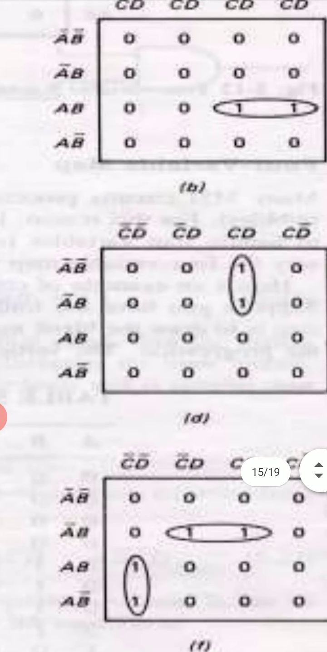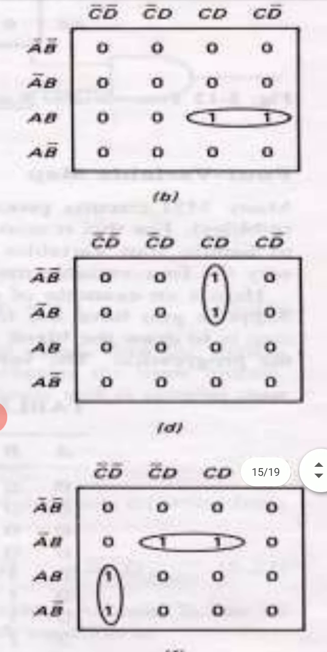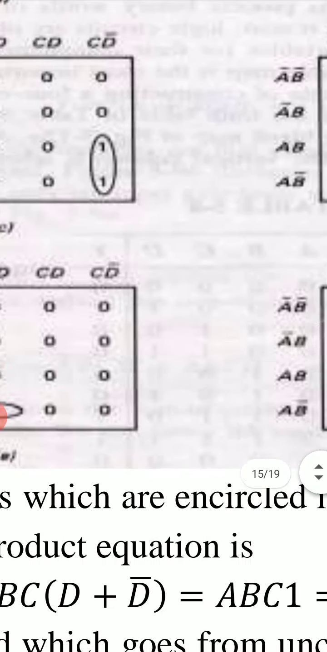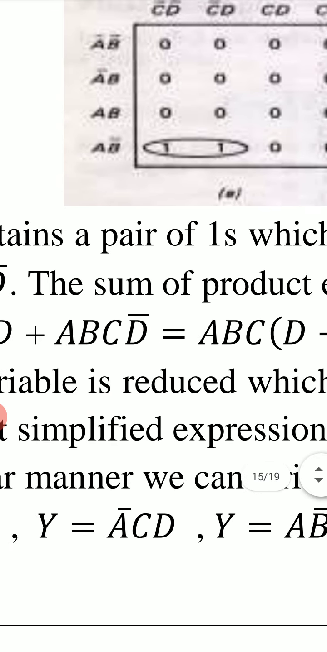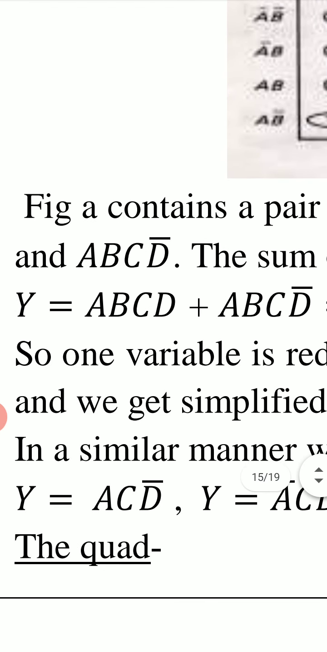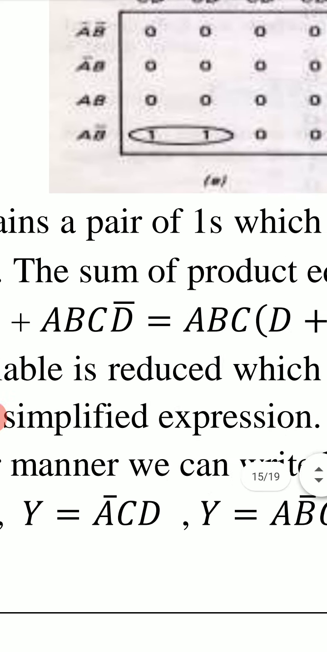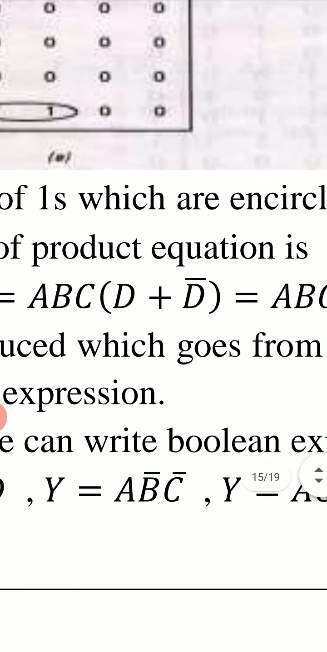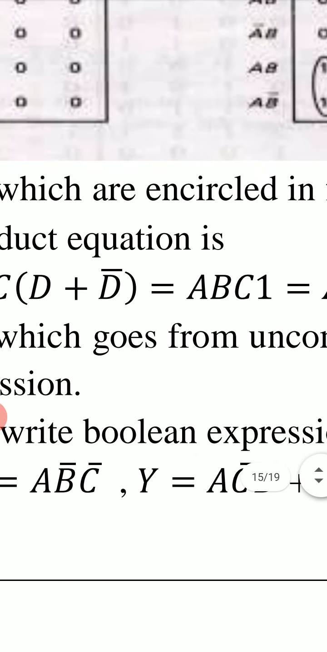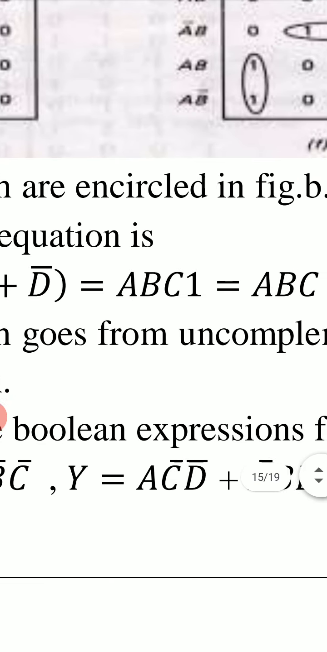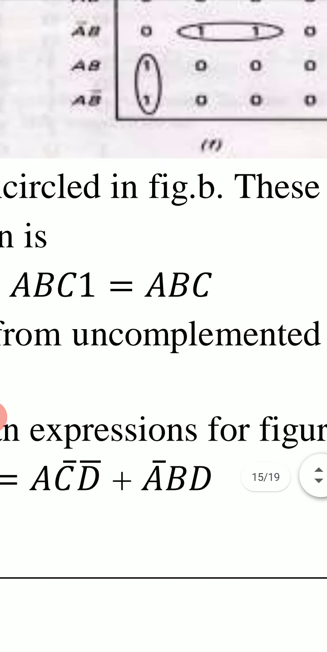So the logical expression for this truth table corresponding to this Karnaugh map shown in figure B is y equal to ABCD plus ABCD bar. ABC is common and we have ABC dot D plus D bar. D plus D bar is 1 and we get it equal to ABC into 1, that is ABC.